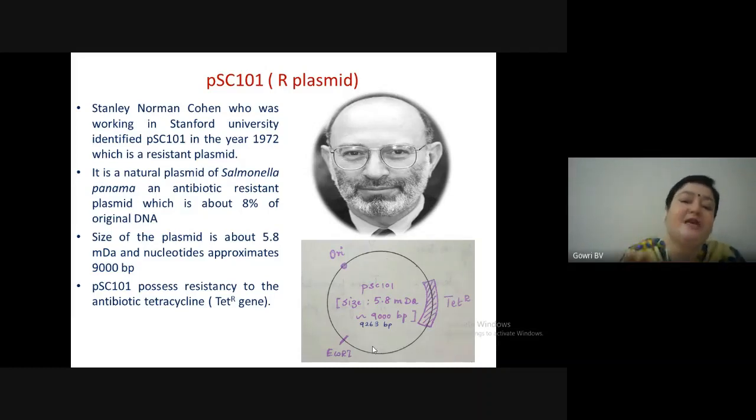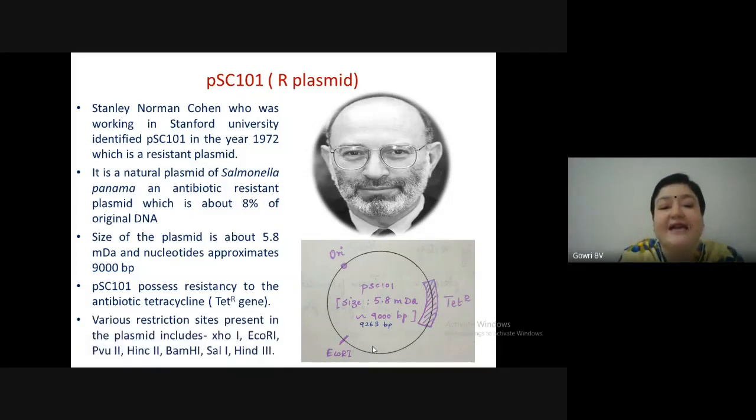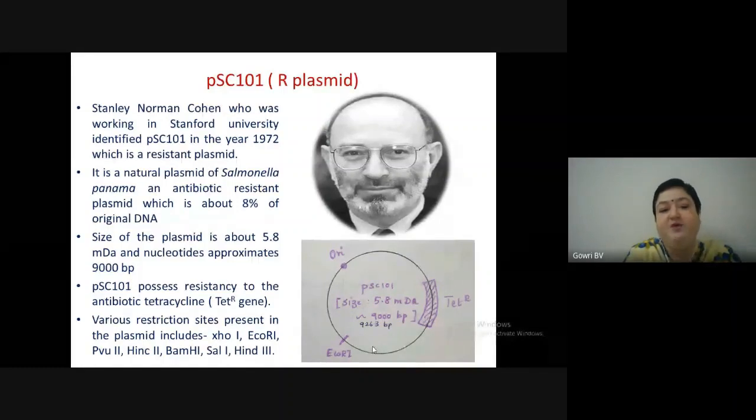If any cell possesses this plasmid, for example, Salmonella Panama, which produces this plasmid naturally, the organism will remain resistant to the antibiotic tetracycline. Various restriction sites present in the plasmid include ZO1, EcoR1, PVU2, HING2, BAM-H1, SAL1 and HIND3.